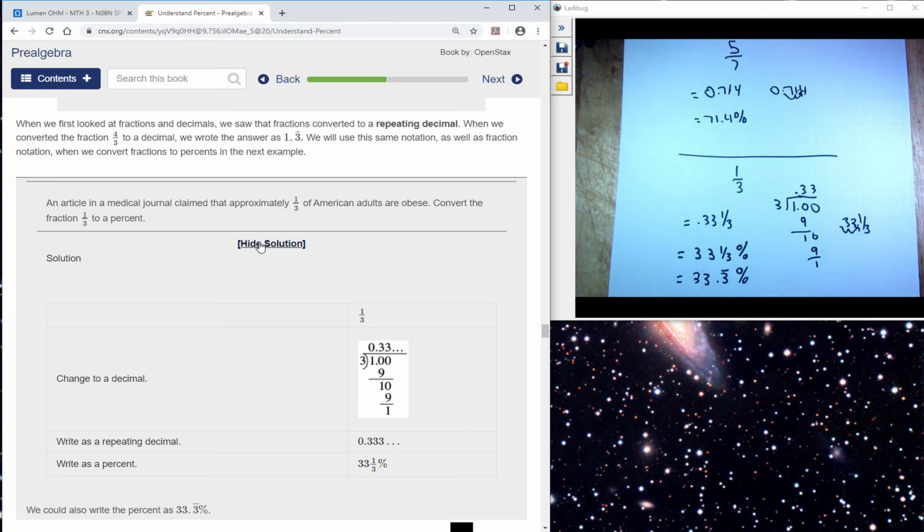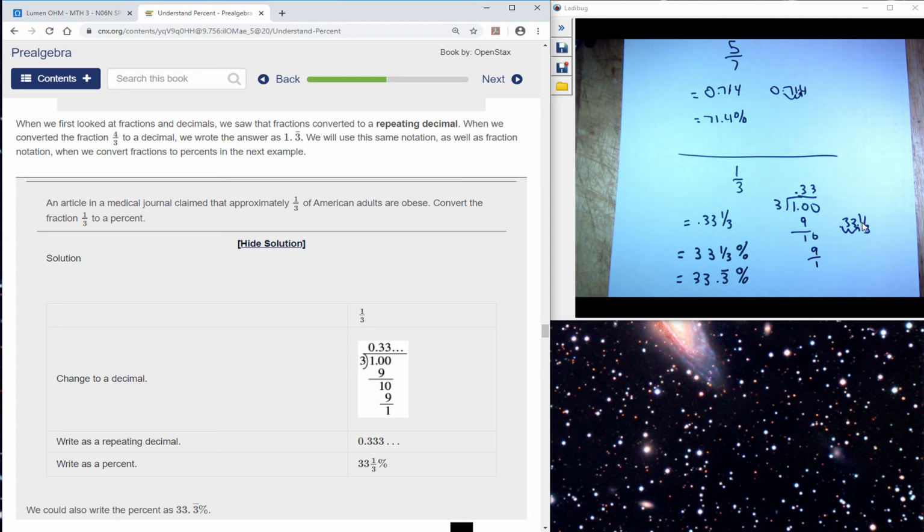This one here, they want us to convert the fraction to a percent. So I take the fraction here and I divide it out. So 3, I'm going to put my decimal point right above it. So 3 will go into 10 3 times. 3 times 3 is 9. And it repeats. So I have 0.33 and 1/3.